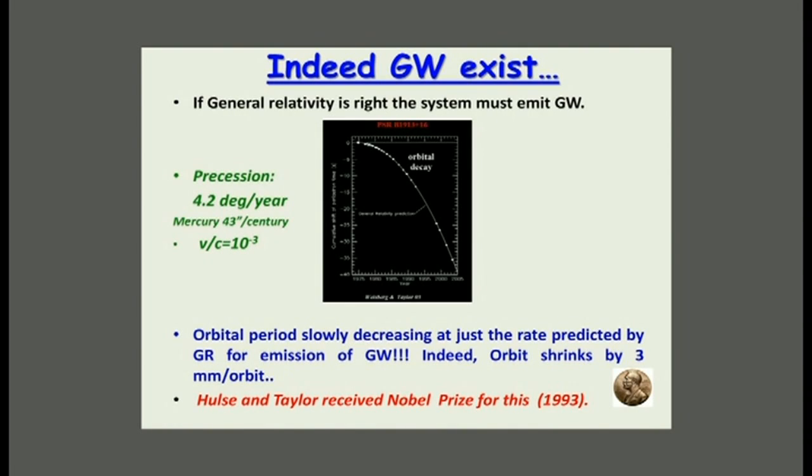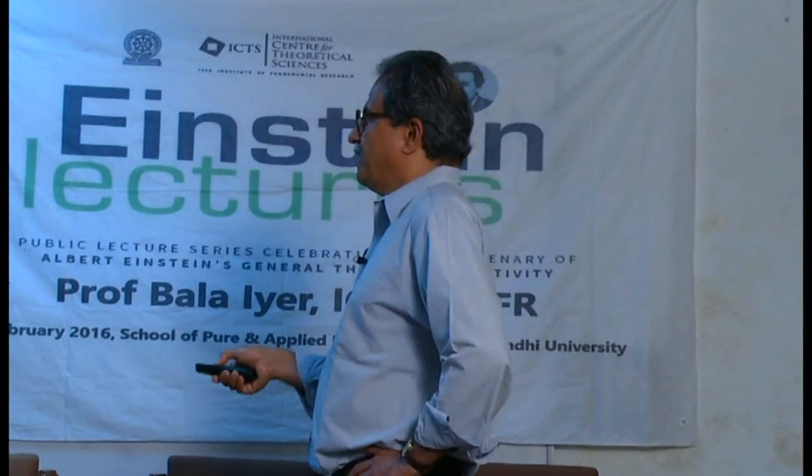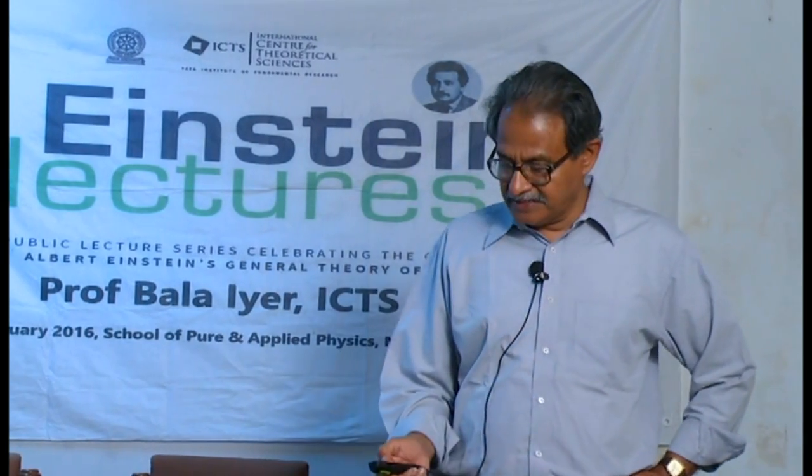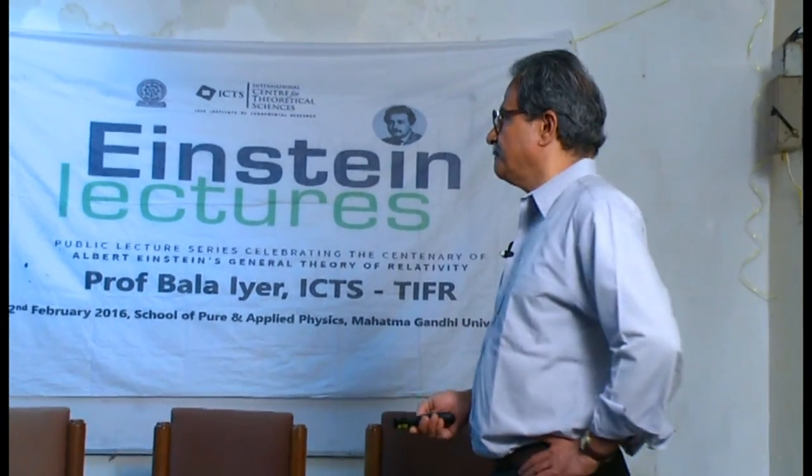Now, I had told you that the precession in the case of Mercury was 43 seconds of arc per century. This is such a relativistic system that in this particular case the precession is 4.2 degrees per year. So you can see that it is already a very relativistic system. The v/c for this particular system is 10 raised to minus 3, and yet we can discover the presence of gravitational radiation in this particular system.